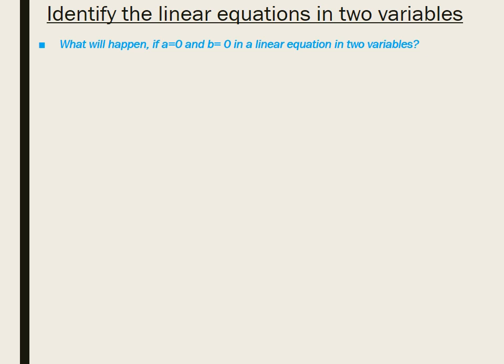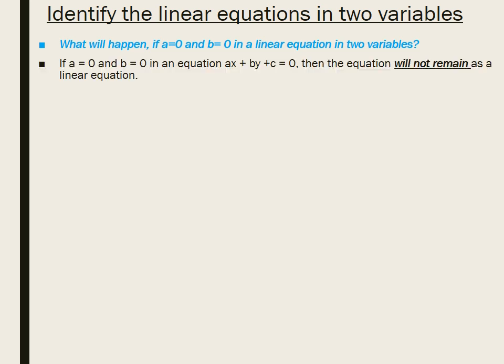Let's take up some general conditions. The first general condition is given on your screen, where the two coefficients of the variables are taken as 0. Such an equation will not be a linear equation, because a linear equation requires the coefficients of variables to be non-zero.